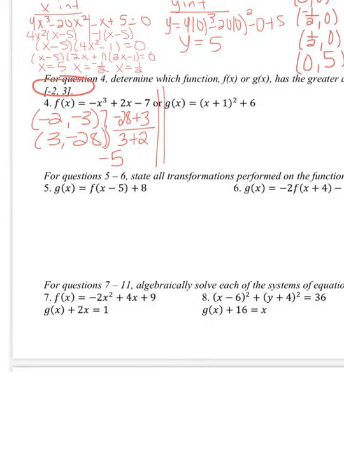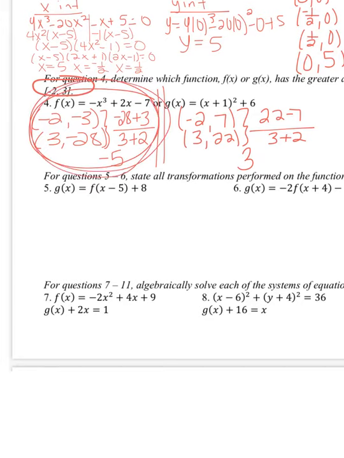I do the same thing for g of x. So I plug in negative 2 and 3, or I can just look at the table. Negative 2 gives me a y value of 7. 3 has a y value of 22. So if I do 22 minus 7 divided by 3 minus negative 2, this ends up giving me a slope of 3, or an average rate of change of 3. So which one has the greater average rate of change? F of x does. I don't care that this is negative. This one is decreasing faster than this one is increasing. I just want to know which one has the greater rate of change.